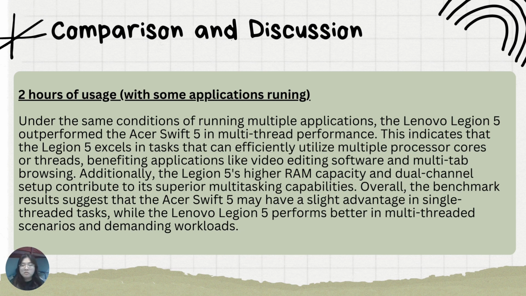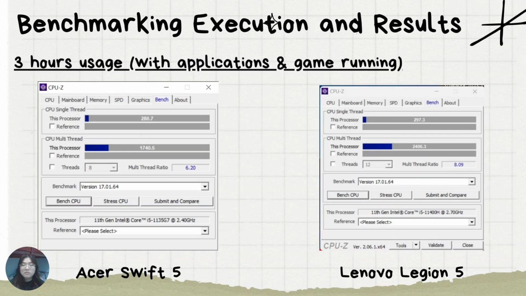So the next one is the 3 hours of usage with applications and a game running. The applications that we run are the same as the 2 hours usage, which are Google Chrome with 10 tabs running YouTube, video editing software, Microsoft Word, snipping tools, Discord, and Visual Studio. And the game that we have added is Valorant.